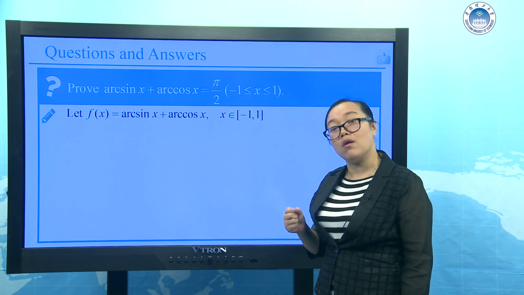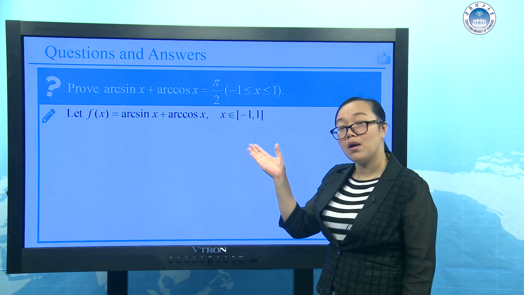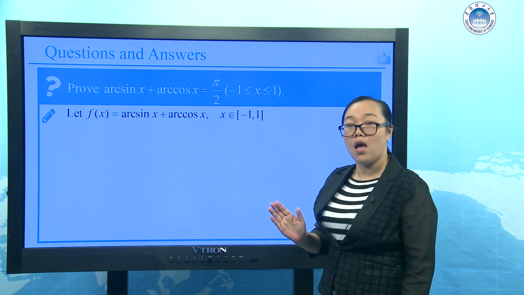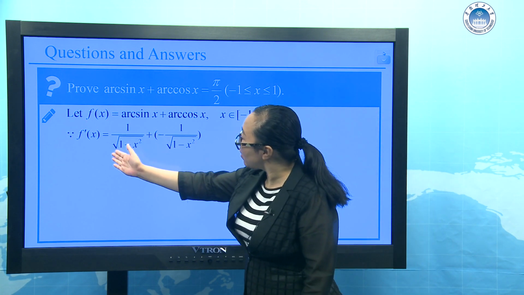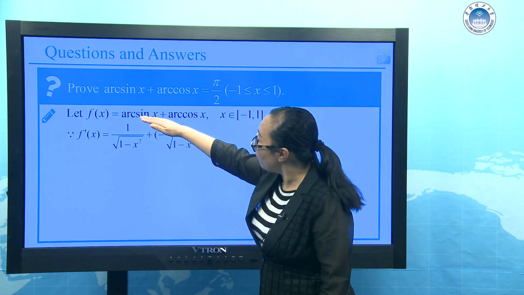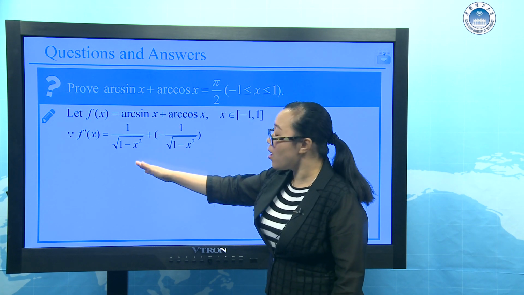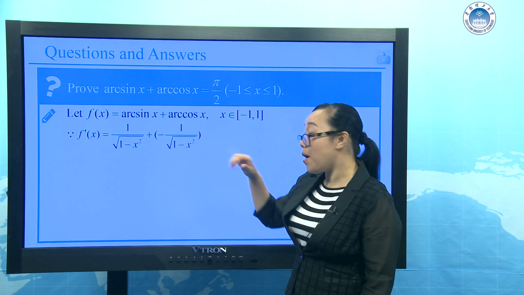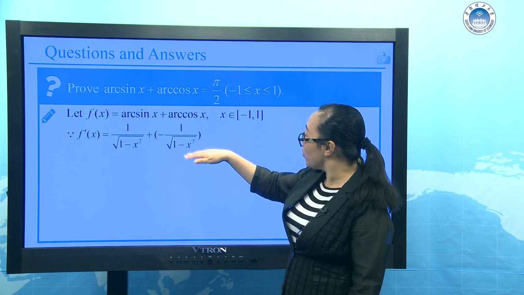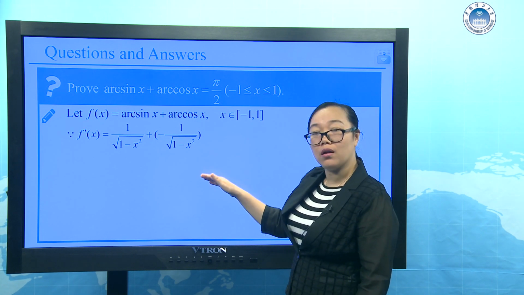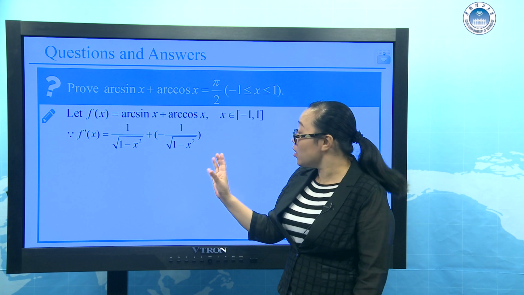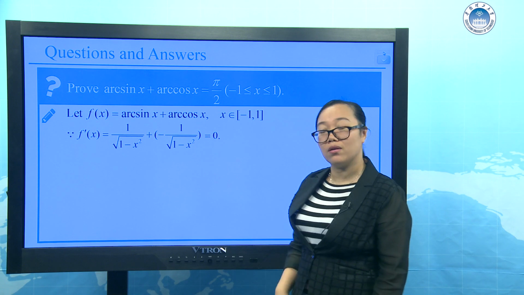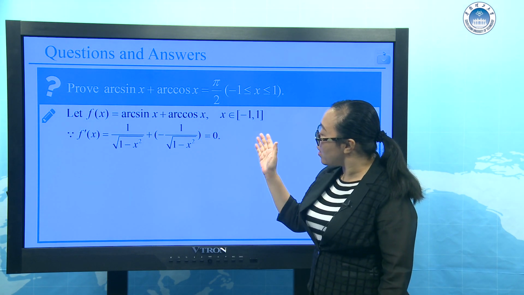What does it mean that it always equals half pi? Do you remember c prime equals 0? So we try to get f prime x. The derivative of arc sin x equals 1 over square root of 1 minus x squared. Do you remember the derivative of arc cosine x is minus 1 over square root of 1 minus x squared? They are the same expression, the difference being positive and minus. Together the summation equals 0. f prime x equals 0.